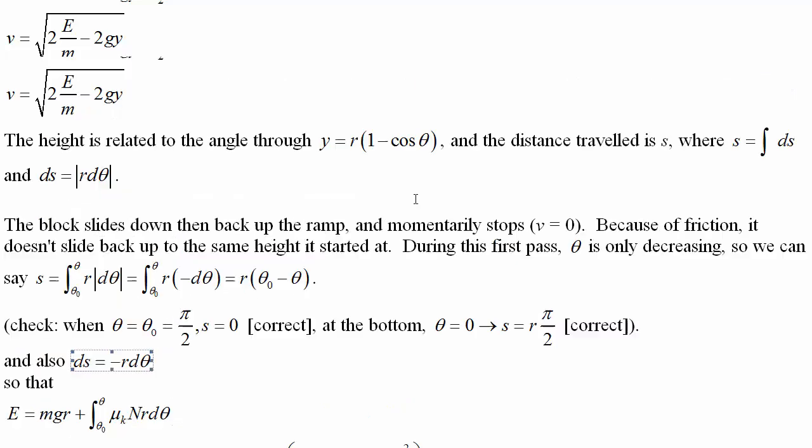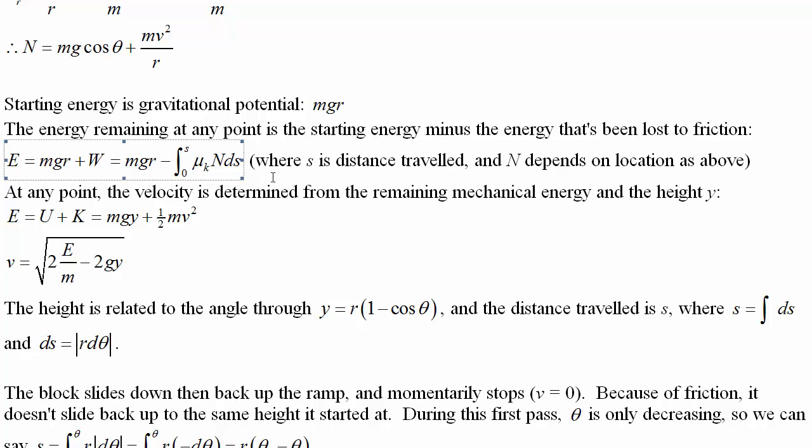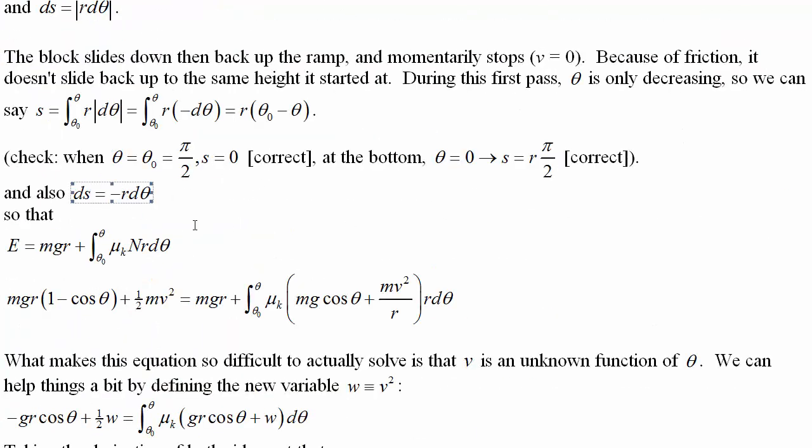Then we can figure out what ds is for substitution into this integral here. ds is negative r d theta. So now going back to that, our energy expression in terms of initial energy and the work done is the integral of mu k n r d theta from theta naught to theta, where we've switched it back to plus because ds is negative r d theta. So that's where the pluses come from here. Substituting in our energy in terms of potential and kinetic, now we've got an expression which just involves two variables. We've got a theta and we've got a velocity.